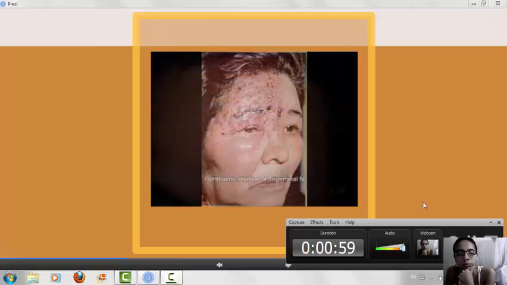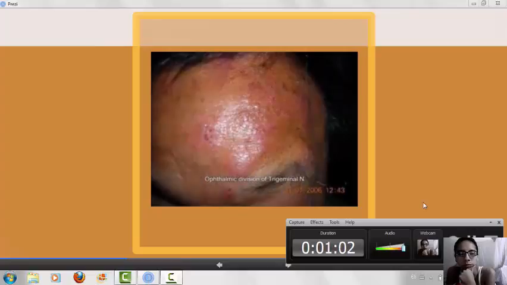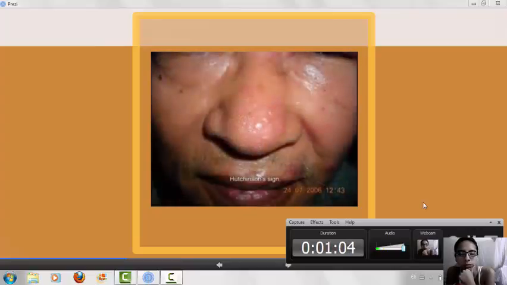Ophthalmic herpes occurs due to involvement of the ophthalmic division of the trigeminal nerve, and Hutchinson sign stands for rash of the tip of the nose due to involvement of the nasal branch of the nasociliary nerve. This is a very important warning sign of involvement of the ophthalmic branch.